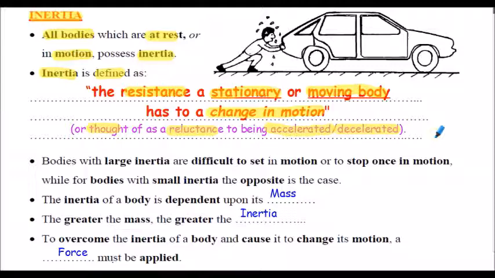And this is one of the laws we'll look at in a moment. The laws we look at in a moment are based around this concept of inertia. So bodies with large inertia are difficult to set in motion, or if they are in motion, to stop. Bodies with small inertia, the opposite is true. Inertia is effectively dependent on the body's mass. So the bigger the mass, the bigger the inertia effect, and the more resistance to a change in motion.